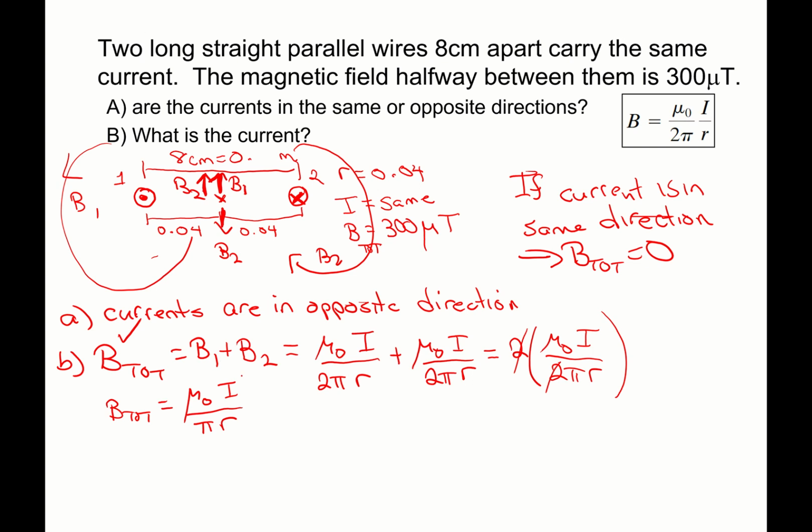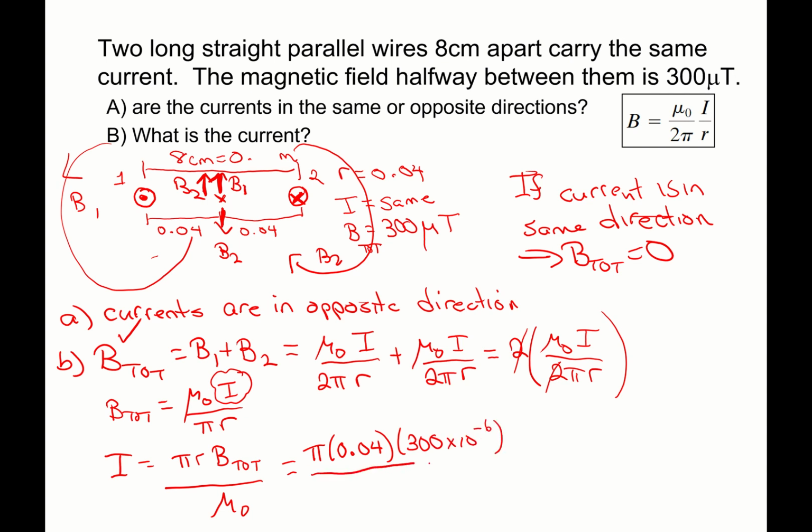What am I trying to find? I'm trying to find I. So I'm going to rearrange, bring everything else over to the other side. So I is going to be, take the stuff from the denominator, multiply it up: pi times R times B total divided by mu 0. Okay, so pi times R, 0.04. B total is 300 micro, so times 10 to the minus 6 Tesla, divided by mu 0. Mu 0 is 4 pi times 10 to the minus 7. And so if I put that all into my calculator, I get a current of 30 amps.